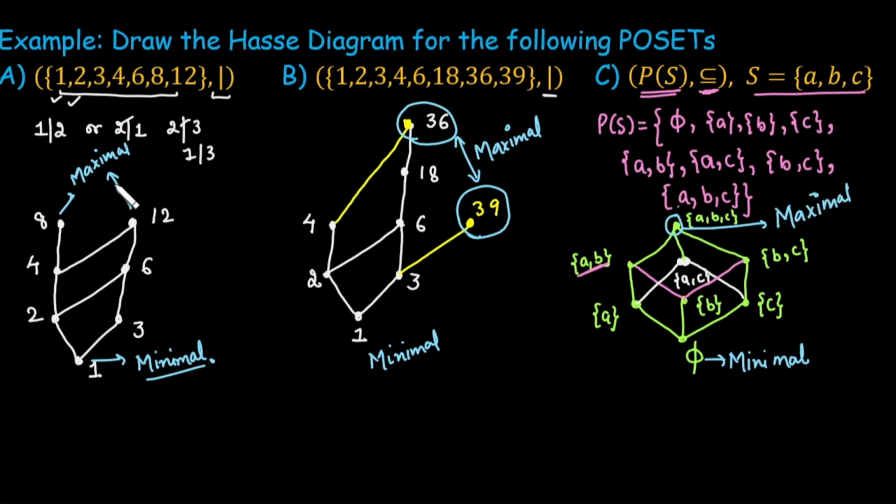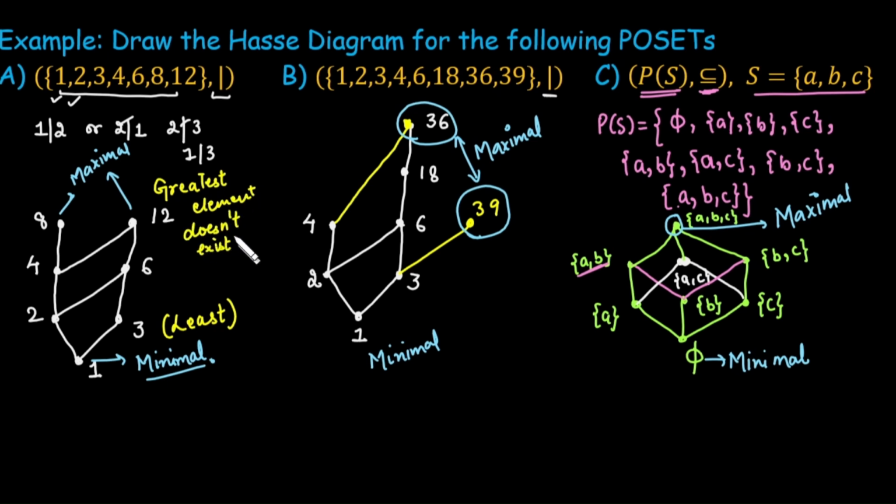After finding the minimal and maximal elements, we can find the greatest and the least element in a poset. How? If the minimal element is unique, that is called the least element as well. If the maximal element is unique, then that point is called the greatest. Right now, both are acting as maximal. It means in this case, the greatest element does not exist.